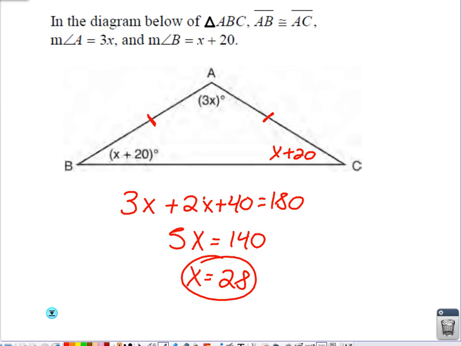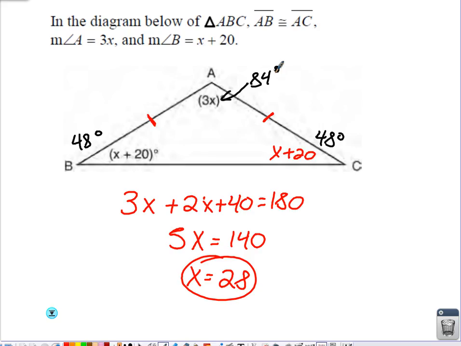To check ourselves, we always go back and plug it back in. x plus 20 is 48, and 3 times 28 is 84. And again, I could ask you those same questions. What kind of triangle is it? It would be isosceles.